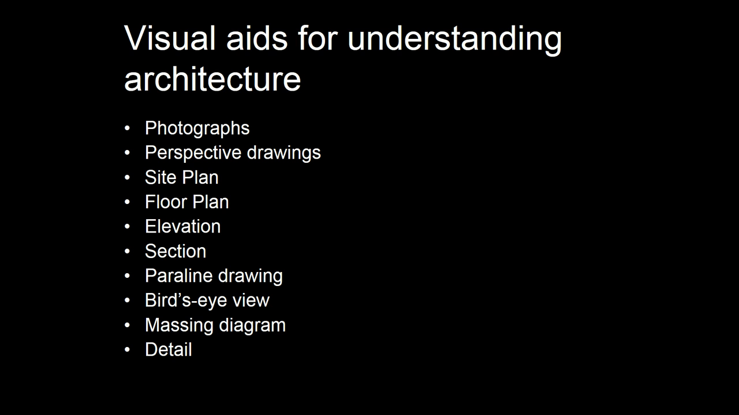So some of the things that we're going to be looking at are photographs, perspective drawings, a site plan, a floor plan, an elevation, and a section. These first two are going to be looking at things as a flattened version of 3D reality. These four, all the way down from site plan, floor plan, elevation, and section, are going to be flattened views of things. After that, the paraline drawing we'll discuss as a 3D drawing. Bird's eye view can either be a 3D drawing or it can be a photograph.